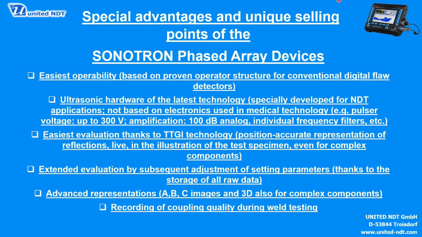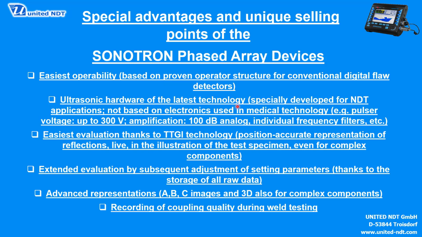Alright, special advantages and unique selling points of the Sonotron phased array devices. Easiest operation. That means we actually have a menu concept which is very, very similar to a digital flaw detector. Almost 80% of the functions are identical, so you can operate it like a digital flaw detector. Only 2, 3, 4 different things have to be added when you do a phased array inspection.